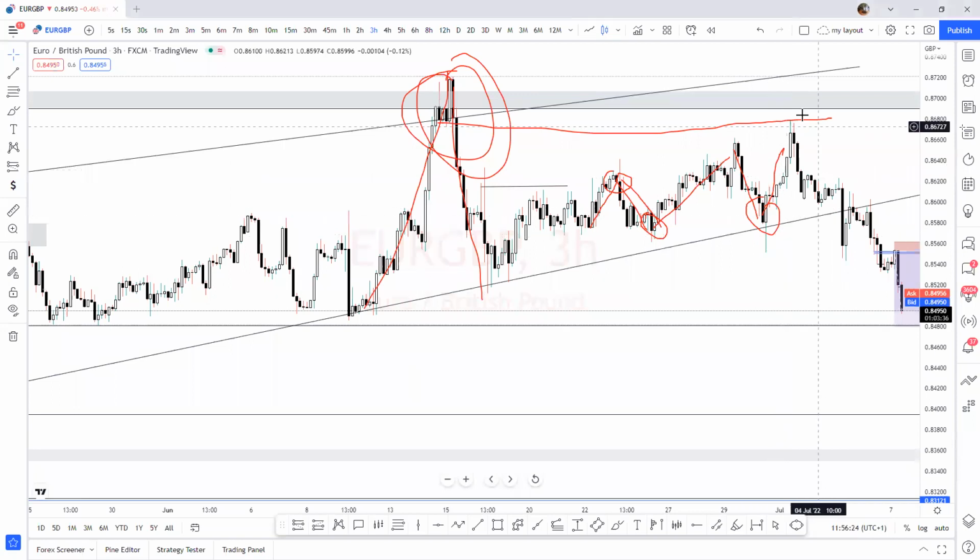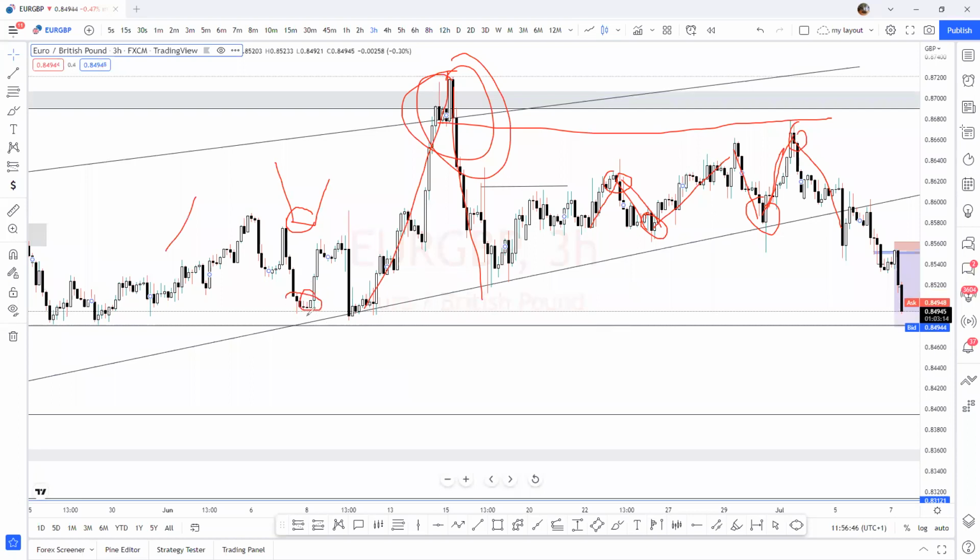A rally, a base, and a drop. So rally, base, rally. Sorry, drop, base, rally are found at a turning point. So this is a base. Down here is a base.